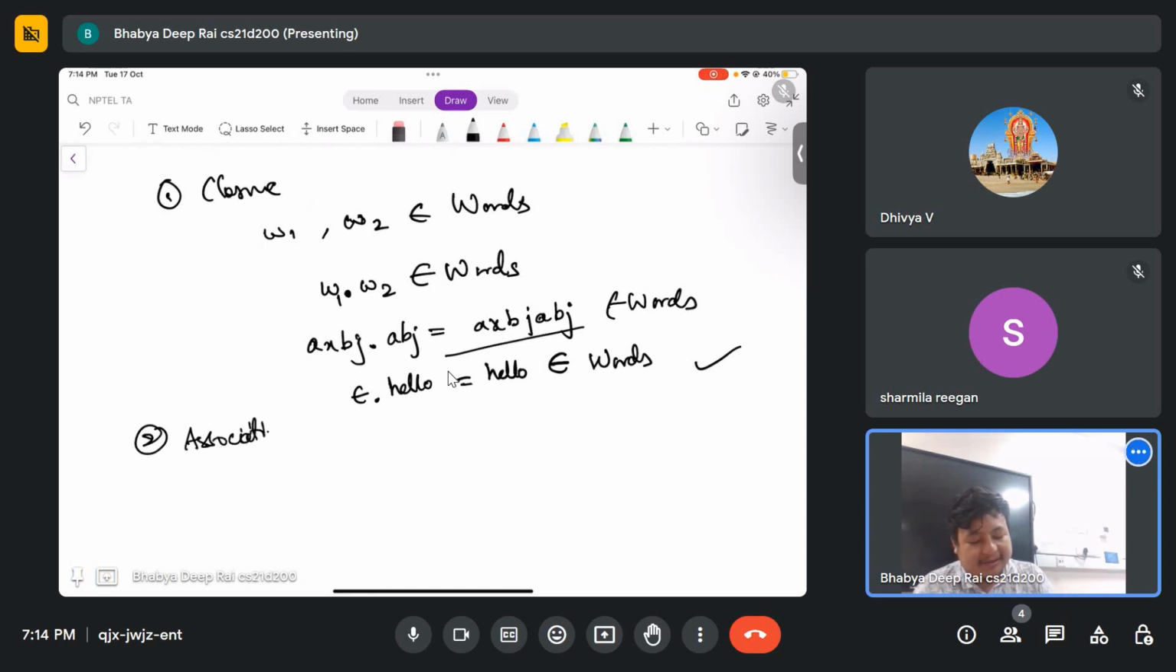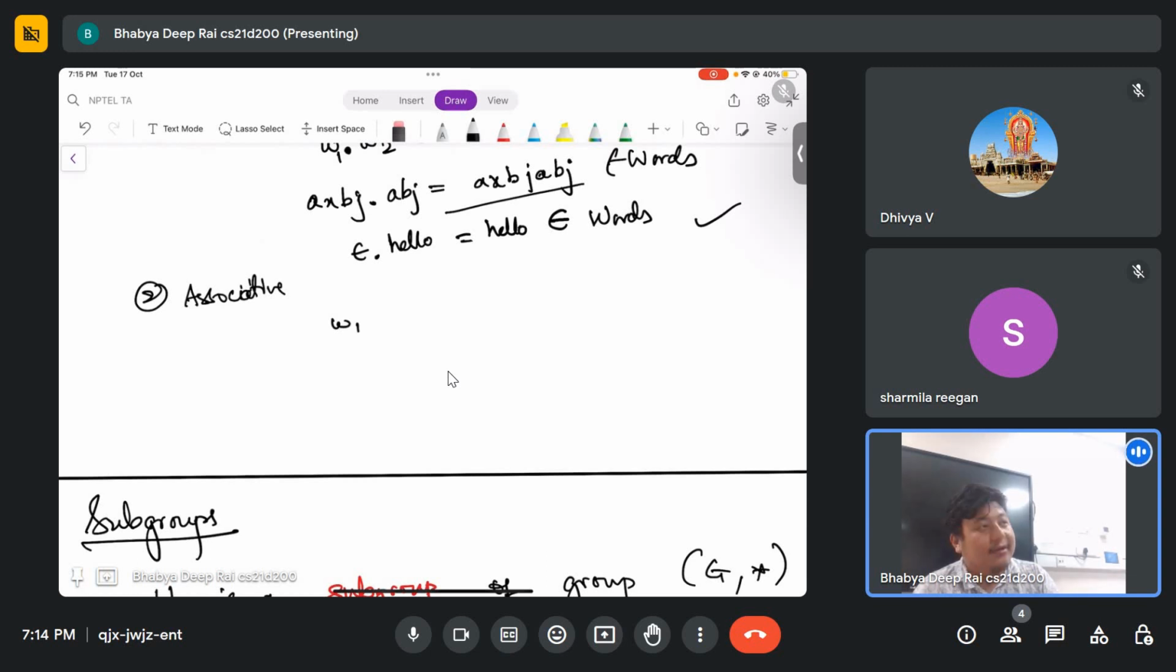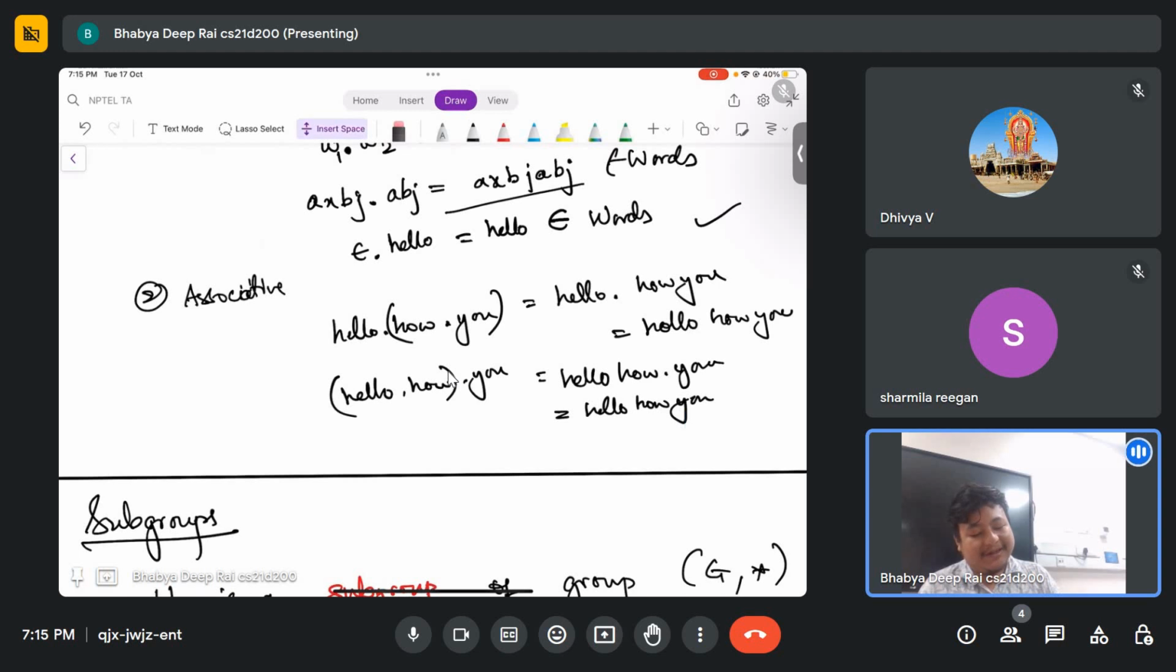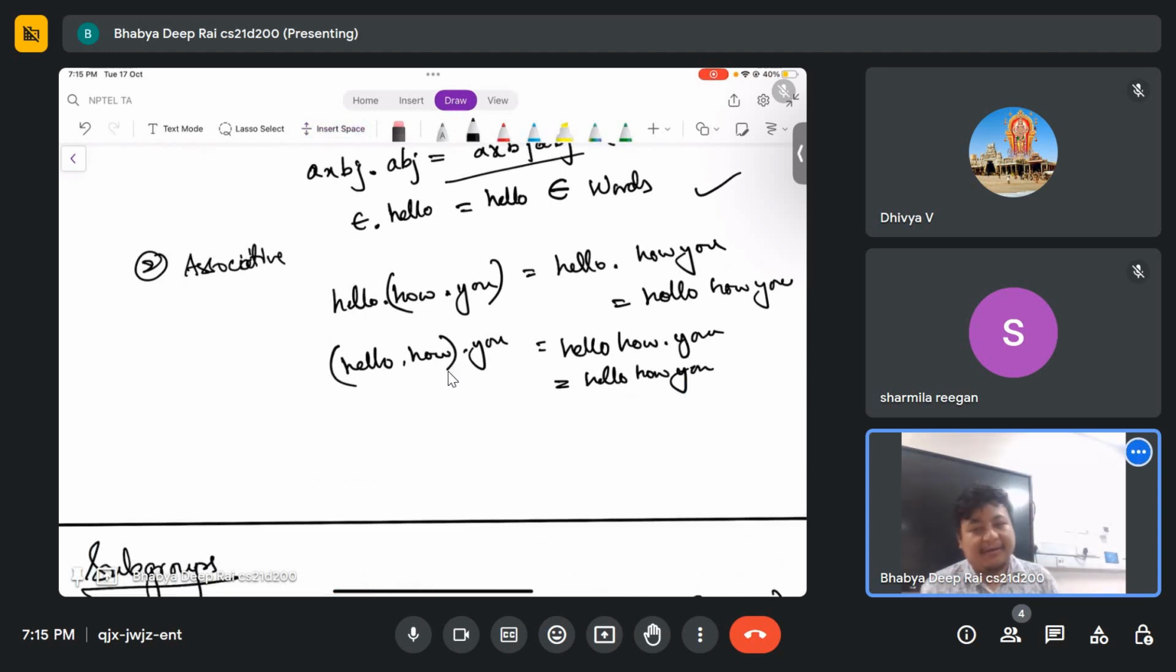Associative, well, you can say that it's satisfied, but we can even show that. Let's say hello, how, you, attaching these words. If you attach how you first, then you get hello dot how you, which is equal to hello how you. Well, if you attach hello and how first, you get hello how dot you, and now you attach these two, you get hello how you. So you can see that associativity holds. You can take any three words and try this. Associativity holds.